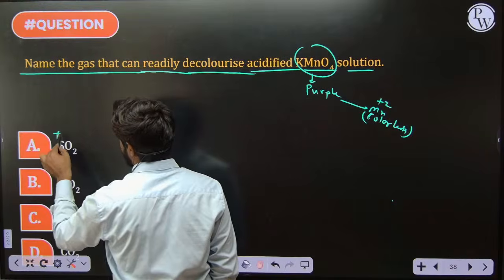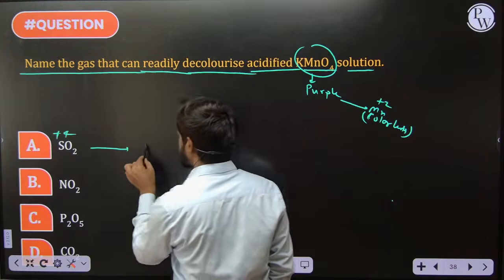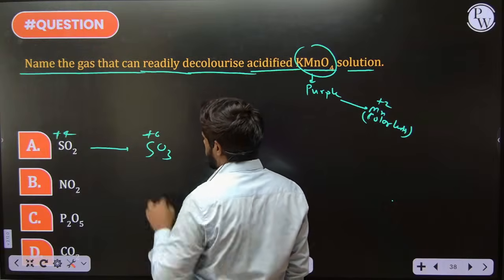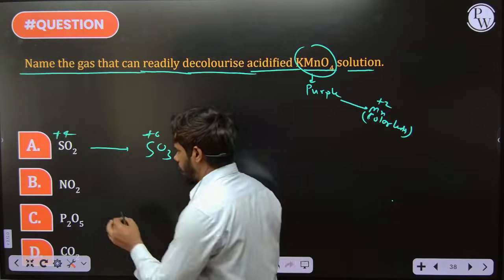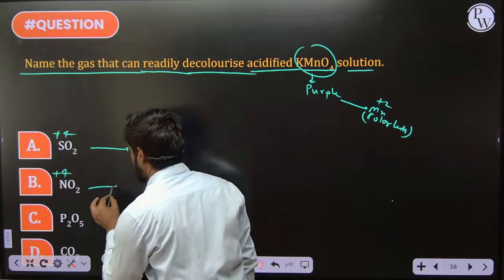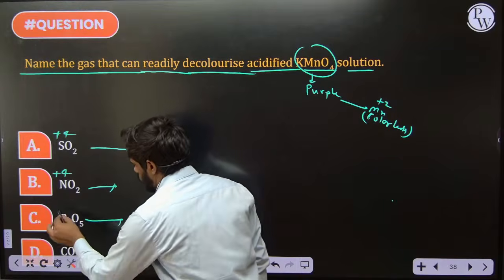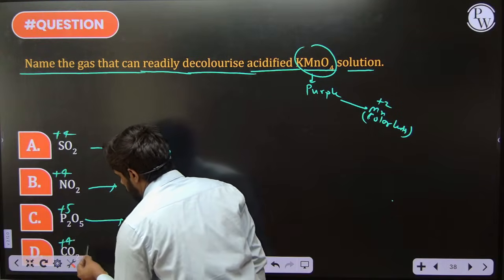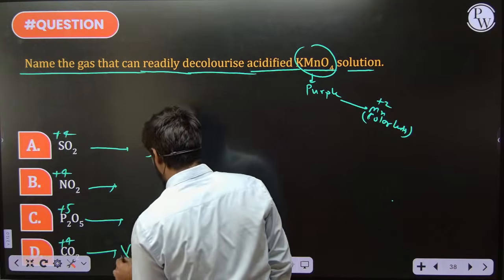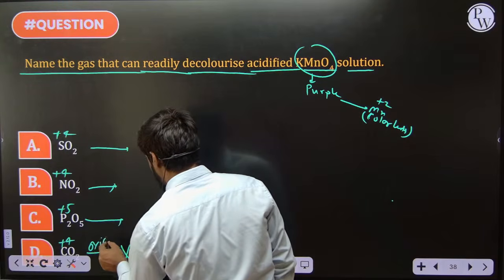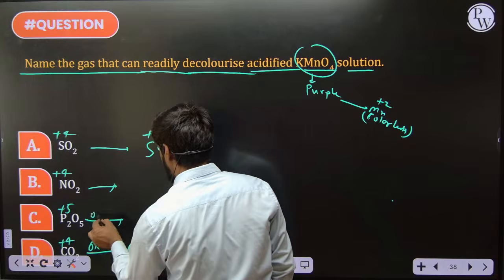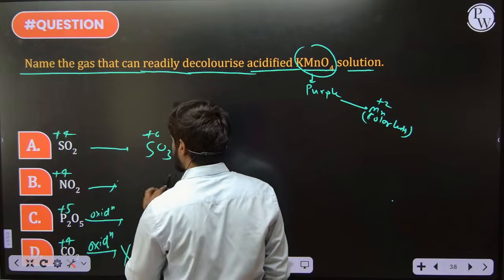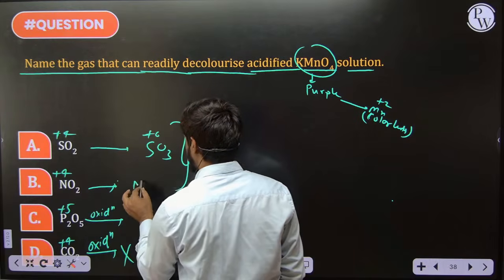So 4 plus is given. SO2 can be converted into SO3, so that is a change, we can say 6 plus is there. NO2 has 4 plus, it is not the maximum. P2O5 is plus 5. Carbon dioxide is plus 4. So we can say it cannot be oxidized. Oxidation cannot occur here. Here also oxidation cannot occur. There are two cases where oxidation can be possible.